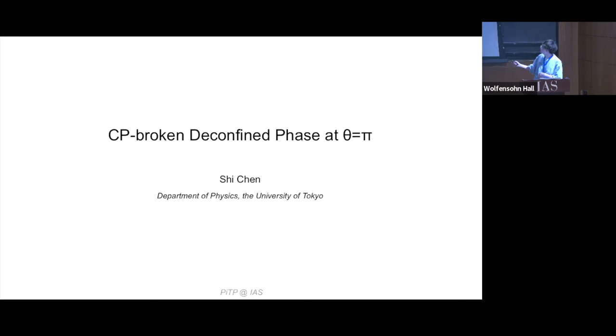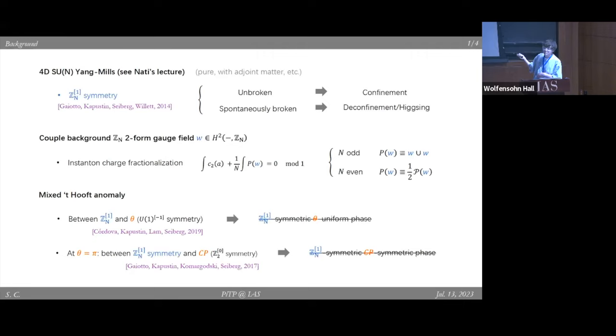Let us consider four-dimensional SU(N) Yang-Mills theory. We can, of course, consider pure Yang-Mills, or we can add some adjoint matter. According to Nathan's lecture today, we know that we can have a Z_N one-form symmetry in this system. And if this Z_N one-form symmetry is unbroken, we see that we have confinement because the Wilson line will have an area law. If this Z_N one-form symmetry is spontaneously broken, we see that we have deconfinement, or say Higgs phase.